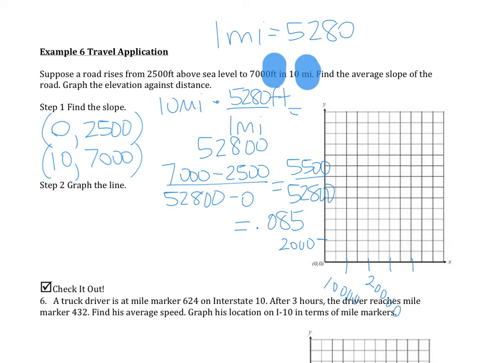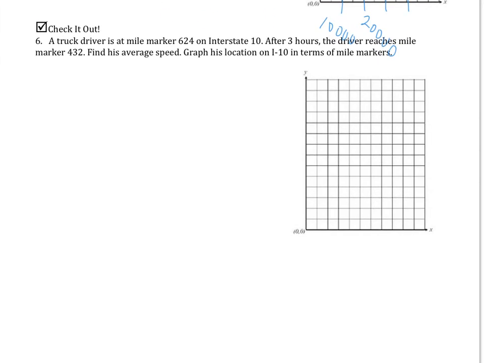So you could plot your point 0, 2,500, and your other point is, let's say it's approximately over here, and connect them. So try this.